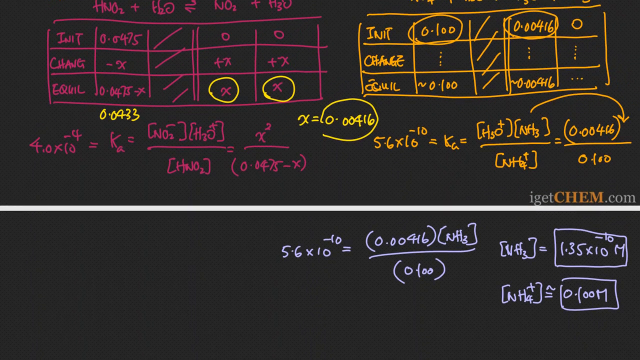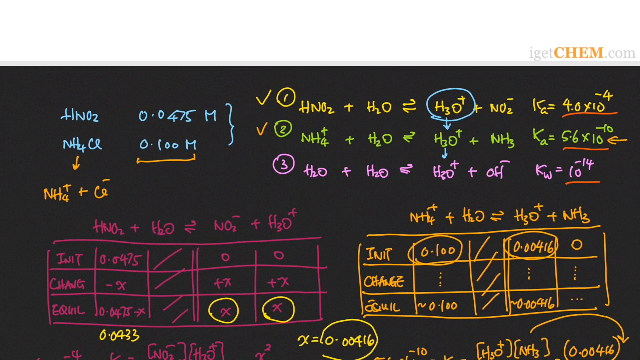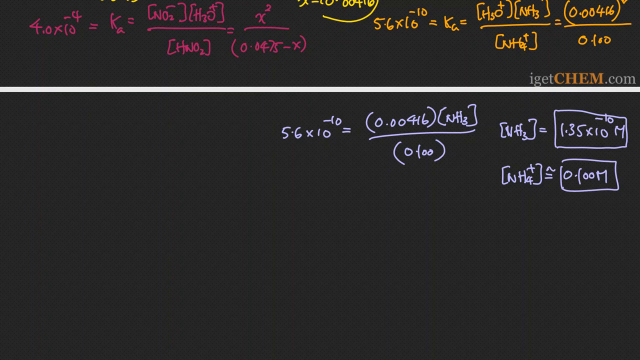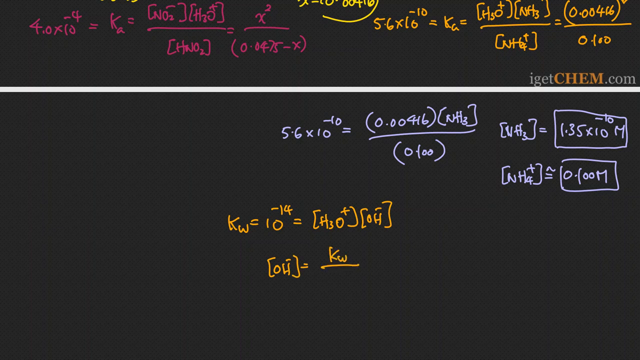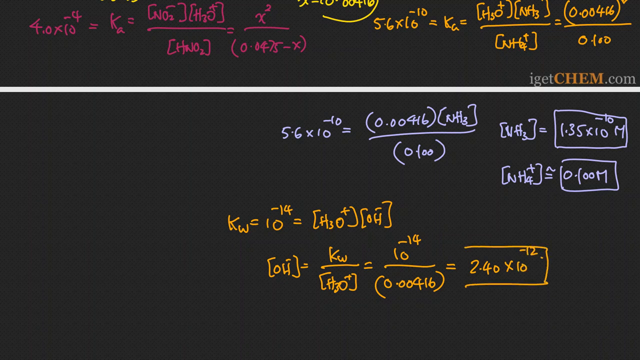Okay, so now we have everything except for the third equilibrium. We have one more ion in the solution, which is the OH minus. But of course, the OH minus concentration must satisfy this Kw equilibrium, and since we know the pH already, the OH minus concentration is fairly straightforward. So let me write this down. Kw, 10 to the minus 14, is H3O plus times OH minus. So clearly the OH minus concentration is just Kw divided by H3O plus, which is 10 to the minus 14 divided by 0.00416. And that value turns out to be 2.40 times 10 to the minus 12. And so that's the OH minus concentration.